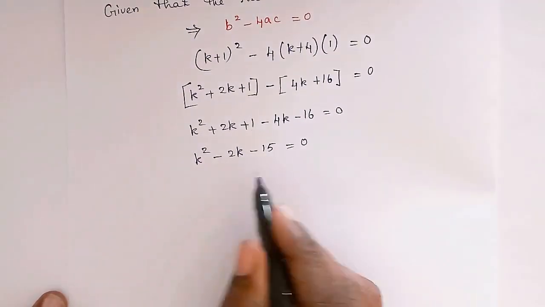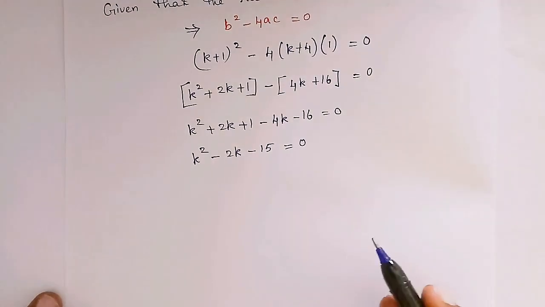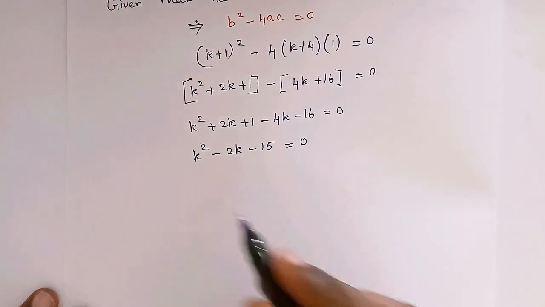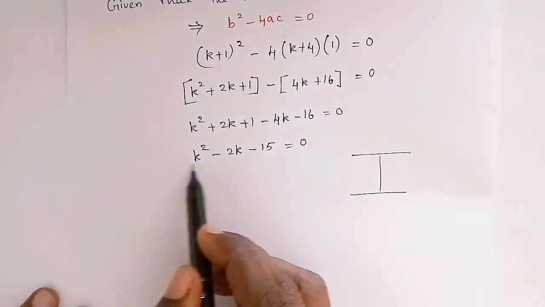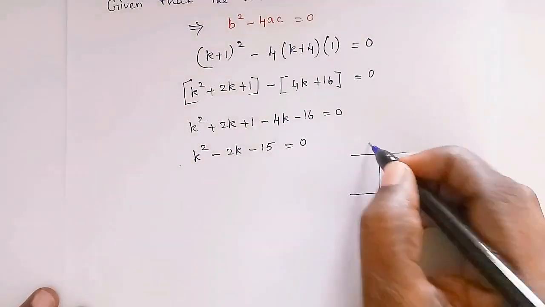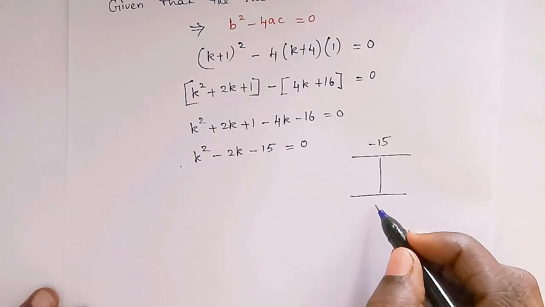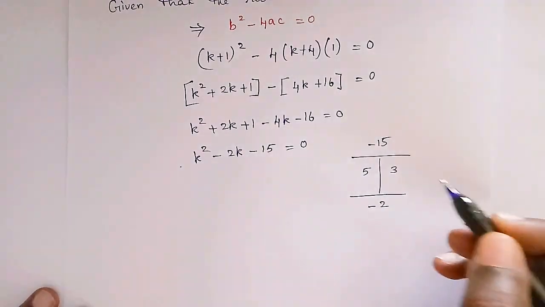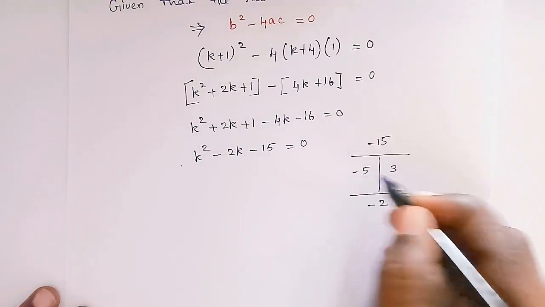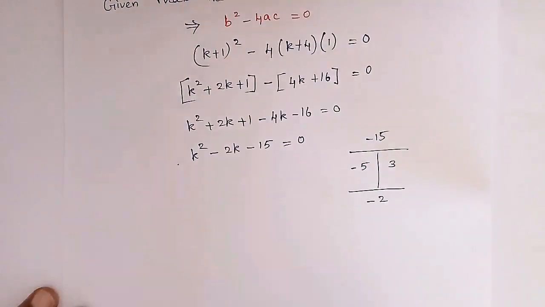Now it looks like a quadratic equation. We want to go with the factorization method, or you can go with the formula method. So I am going with the factorization method. So k square coefficient is 1. 1 into minus 15 is minus 15, and k coefficient is minus 2. So the factors are 5 and 3. I think minus 5 and 3 are the best factors.